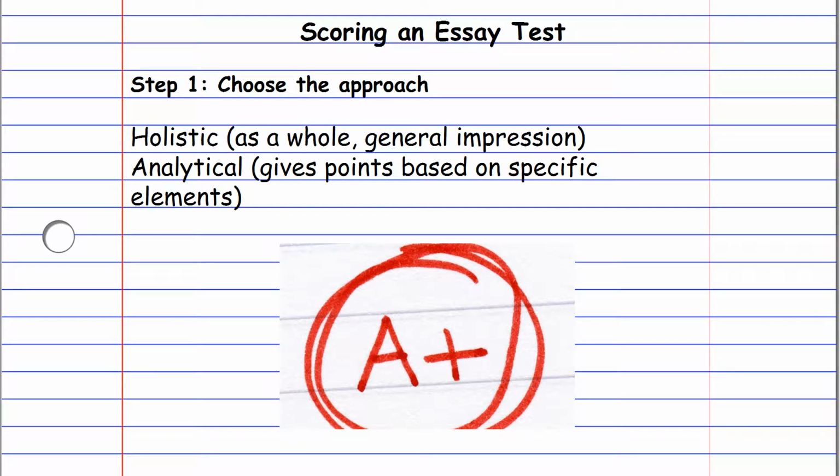Step 1 is to choose the approach. One approach you may choose is the holistic scoring strategy. This type of approach focuses on the essay as a whole.